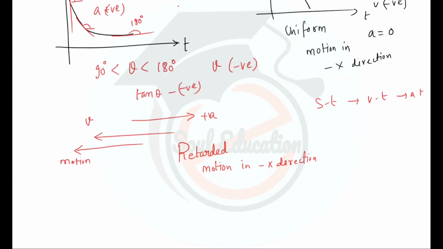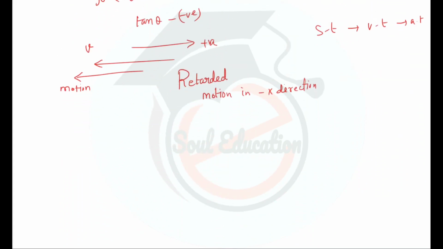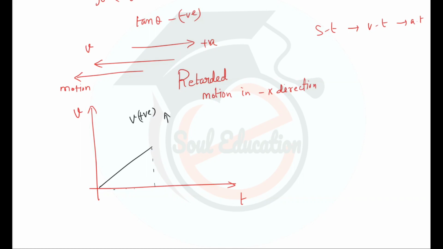Now in the question, I give a VT graph. Suppose I give a VT graph as a straight line. So the slope is constant, velocity is positive. Velocity is positive and increasing: as time increases, velocity increases. The area under this graph represents the displacement. Area under the graph represents the displacement.